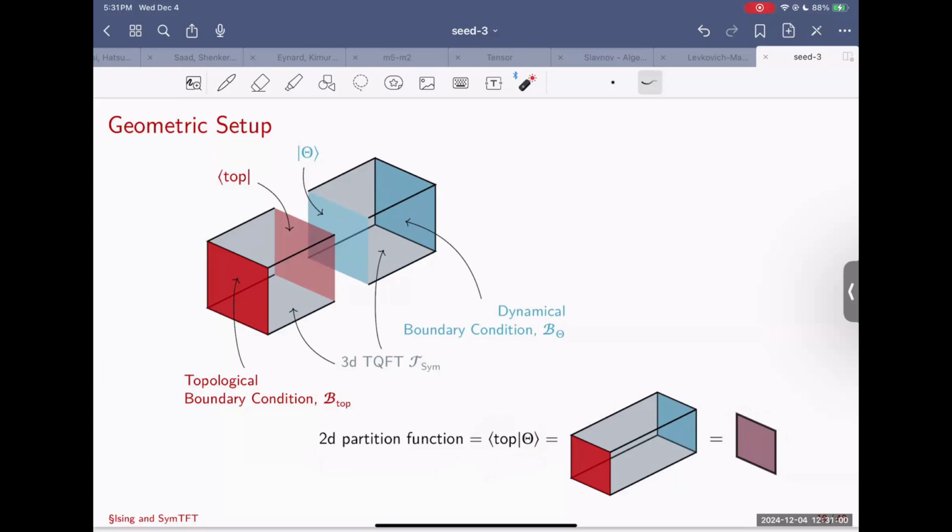But of course, ultimately, the claim is that the Ising model that I want to write down is going to come from a construction similar to this, where I have some 3D TQFT here and certain boundary conditions here, so that when I evaluate the partition function of the 3D theory, that is going to give me the partition function of the Ising model with certain symmetries that I want. Okay.